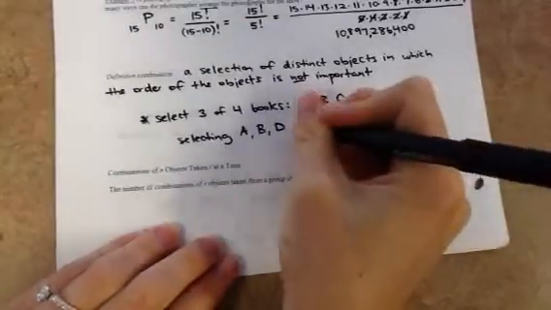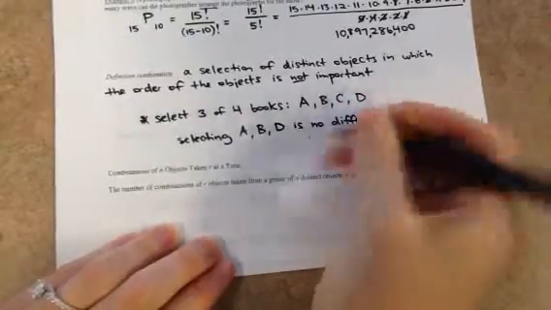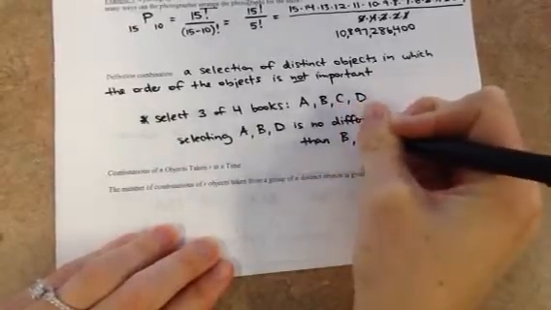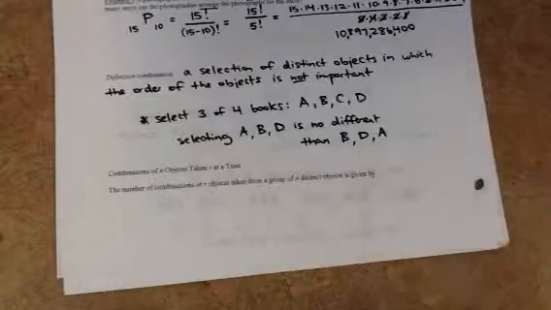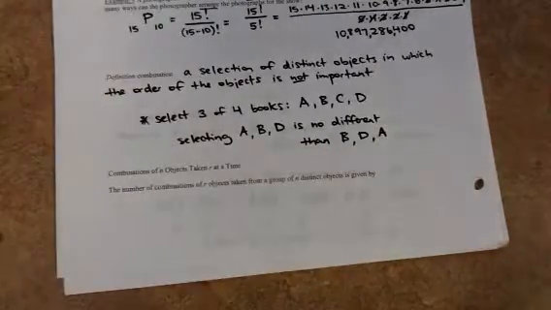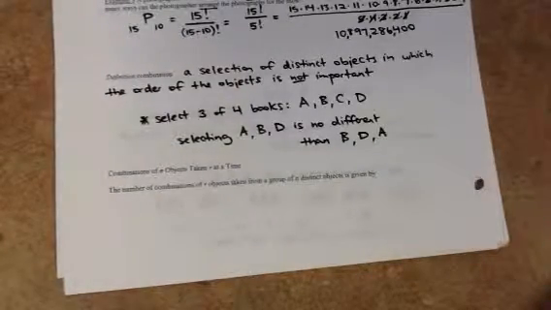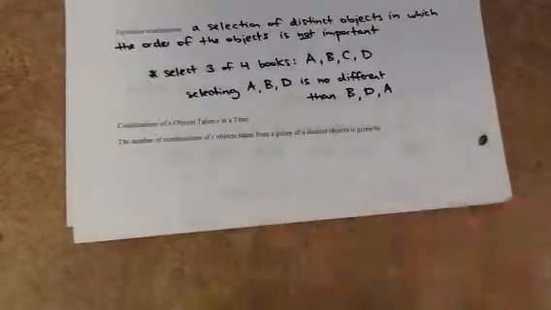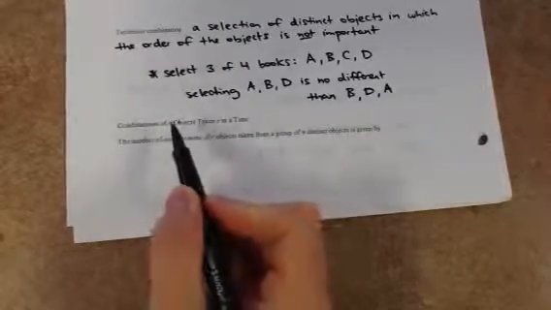That is no different than selecting B and D and A. Because at the end of the day, when you come home with your books, you've got the same 3 books, no matter what order you chose them in. So that might be an example of something that the order doesn't matter, whereas the ice cream example we keep bringing up, the order does matter. Okay, so combinations of n objects taken r at a time. So this, relating to this example here, would be a combination of 4 objects.